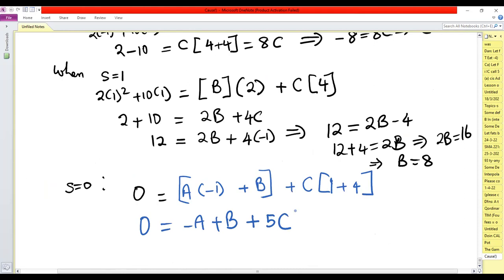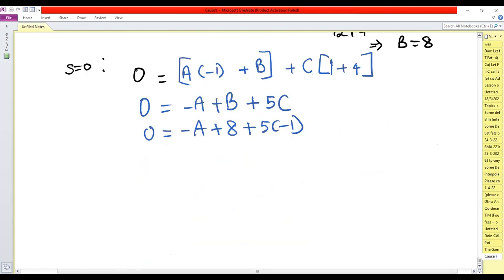Now that means because B we have as 8, so 0 equals to minus A plus 8, and then plus C, we got the answer to be minus 1, so 5 times minus 1. So this will give us positive A. Now taking it to the left hand side will be 8 minus 5, which means A is 3.